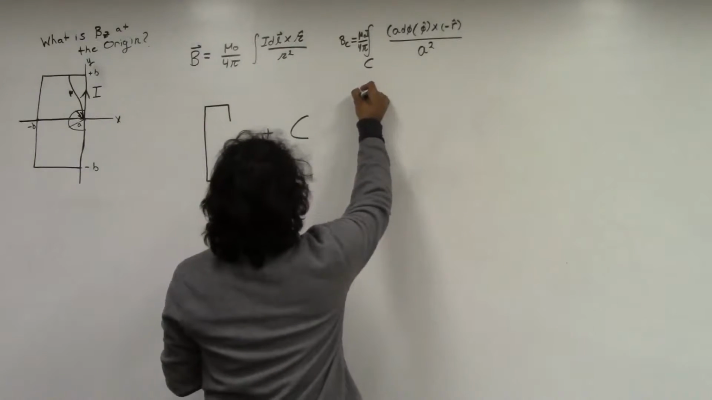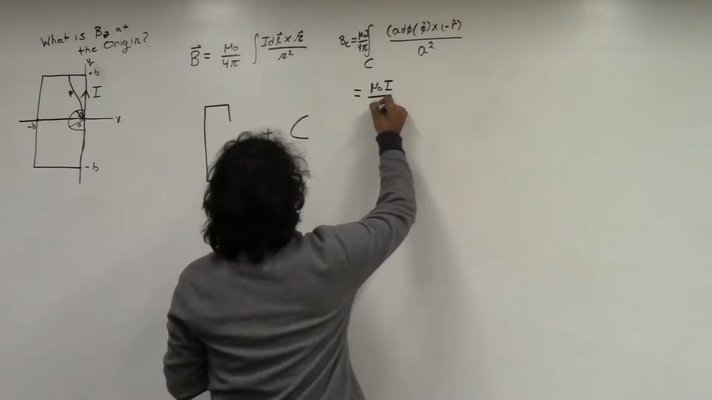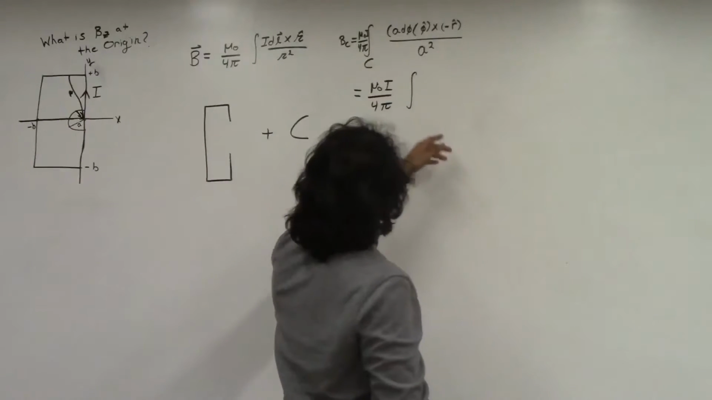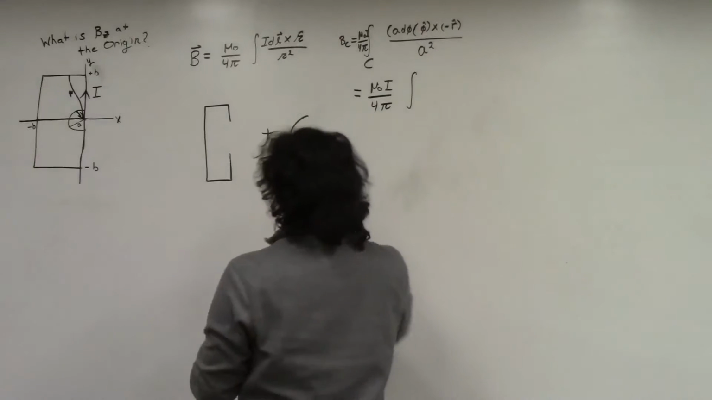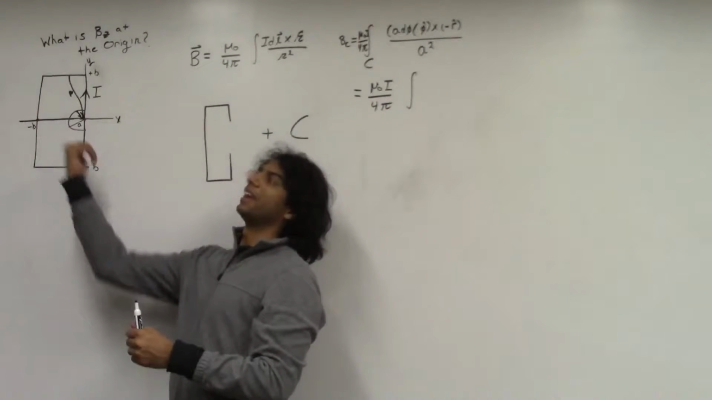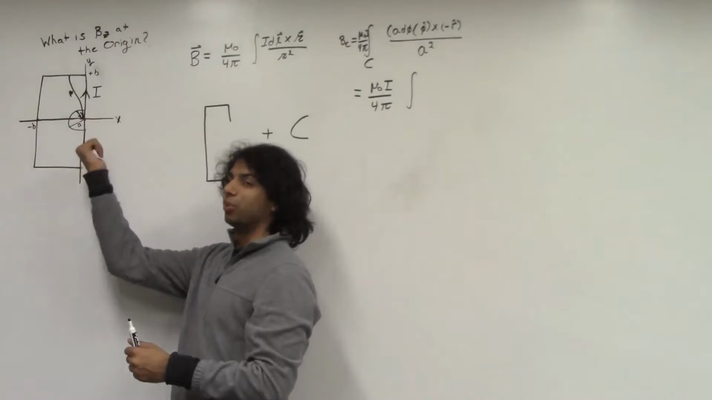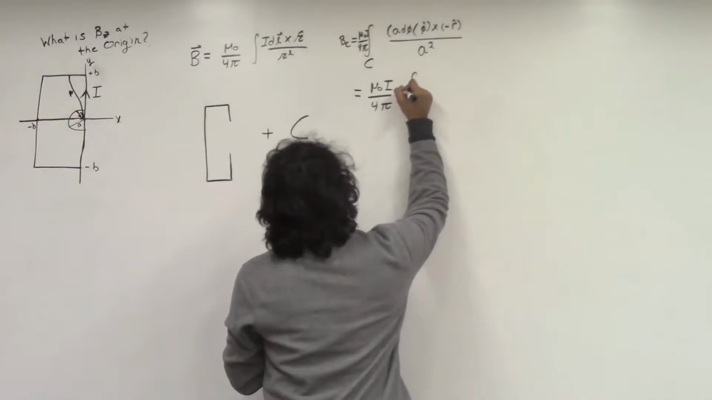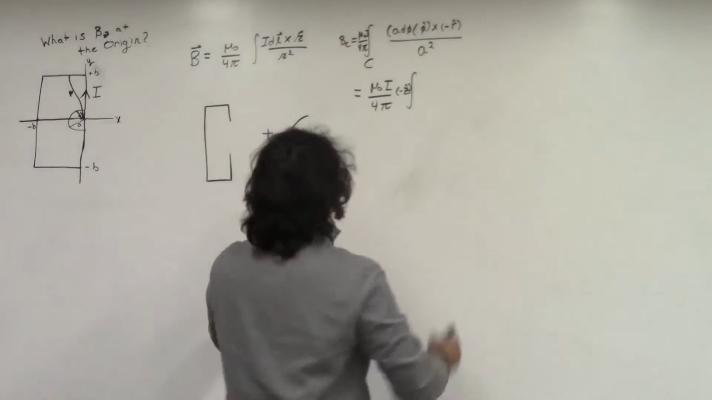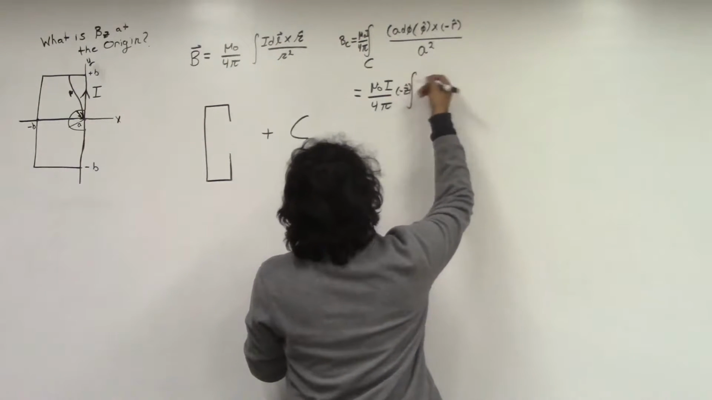Now solving this integral isn't too bad. Mu naught I over 4 pi integral. Well, phi cross r. Phi is a vector pointing in this direction, and r is a vector pointing inward. So if I do the right-hand rule, I get a vector pointing into the board. So this is going to be a minus z hat, which is good since we wanted to find Bz at the origin. And then r cross phi just gives us nothing but the z hat vector.